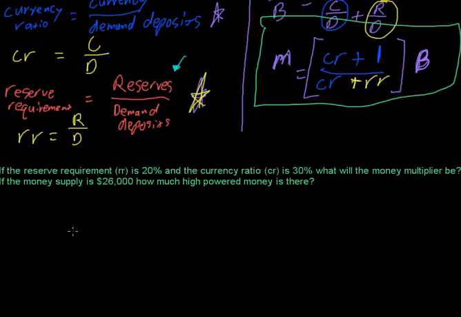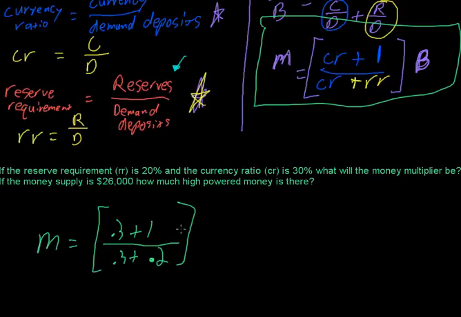So in our formula over here, we're going to have M is equal to, and I'm just going to draw the division line, and I'm going to put reserve requirement is 0.2. And the currency ratio is 30%, so I'll have 0.3 plus 1, and then 0.3 plus 0.2. And then all of that is going to be equal to, or M is going to be equal to all of that times B.